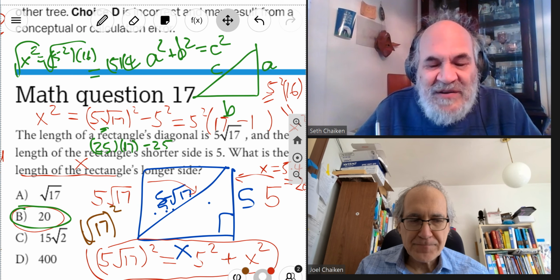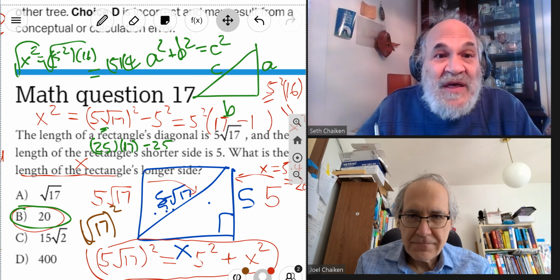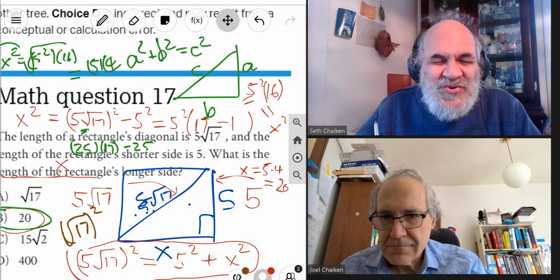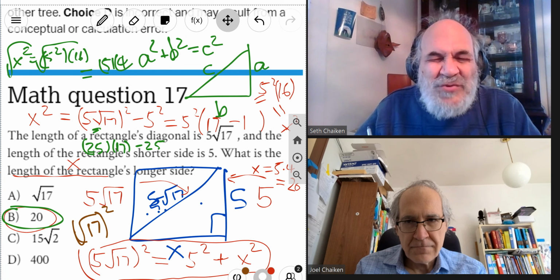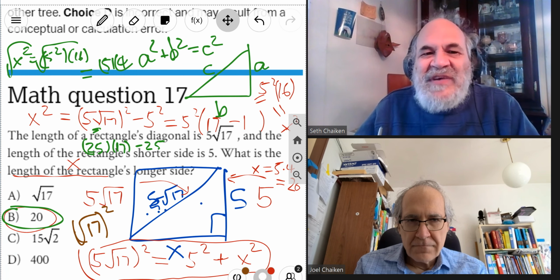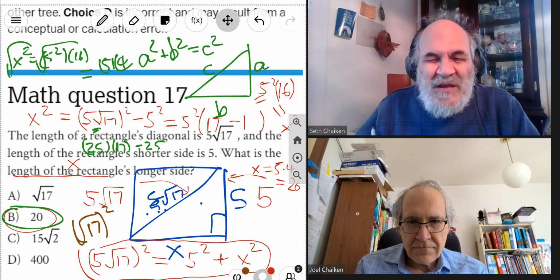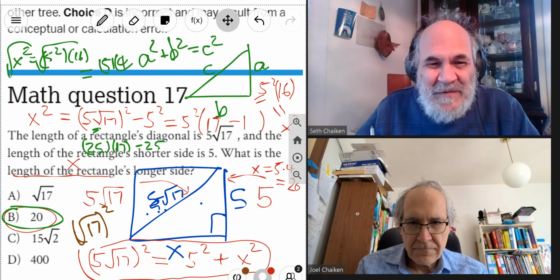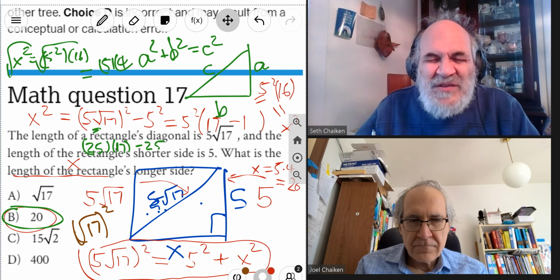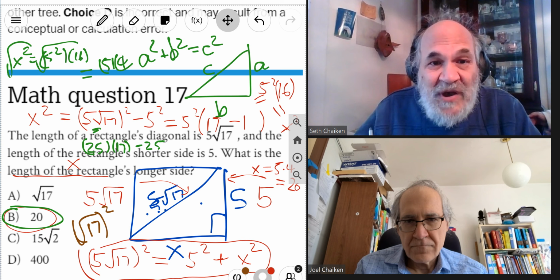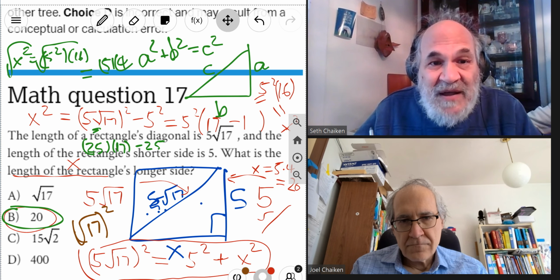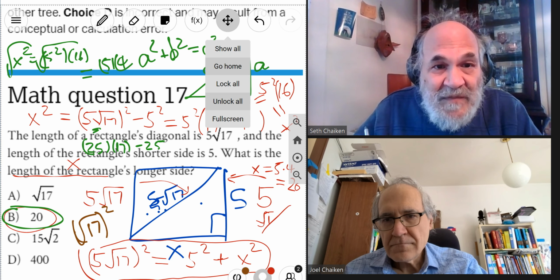Well, here's another clever idea. They tell you the length of the two sides of the triangle, which is half of the rectangle. Both of them are multiples of 5. So you could scale the whole problem. Scale it down by a factor of 5, and then you have 1 and the square root of 17. So you have a scaled triangle whose length of hypotenuse is square root of 17.